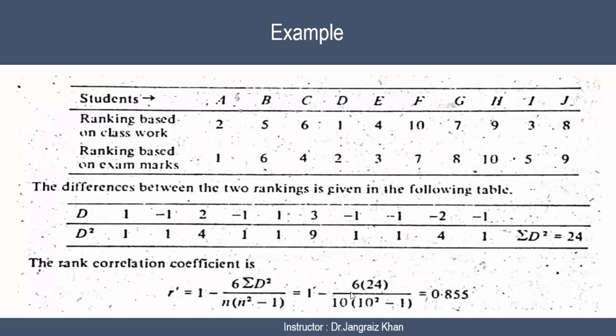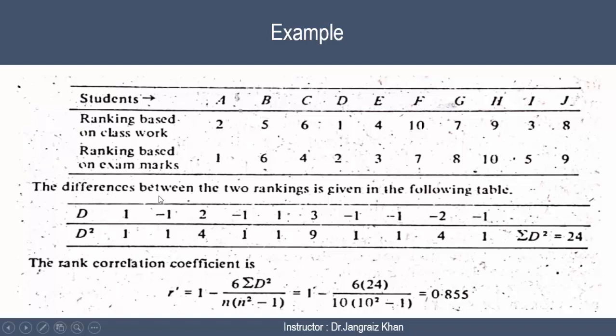We have an example here. There are students A to J, and the second row shows the ranking based on classwork, while the third row shows the ranking based on exam marks, and you are supposed to find out the correlation between the ranking of the classwork and the exam marks. So first we find the D. We know that D is the difference between two ranks, so we subtract the values of the exam marks from the values of the classwork.